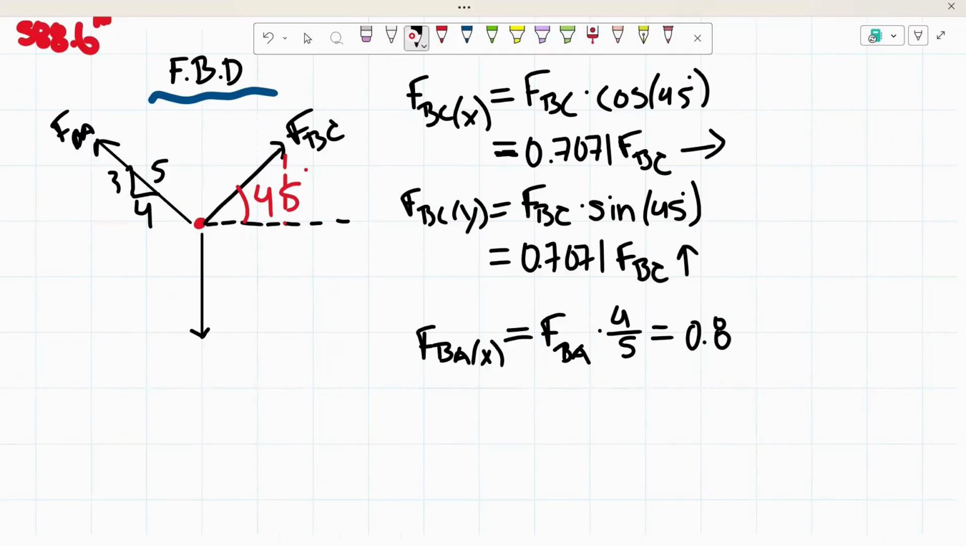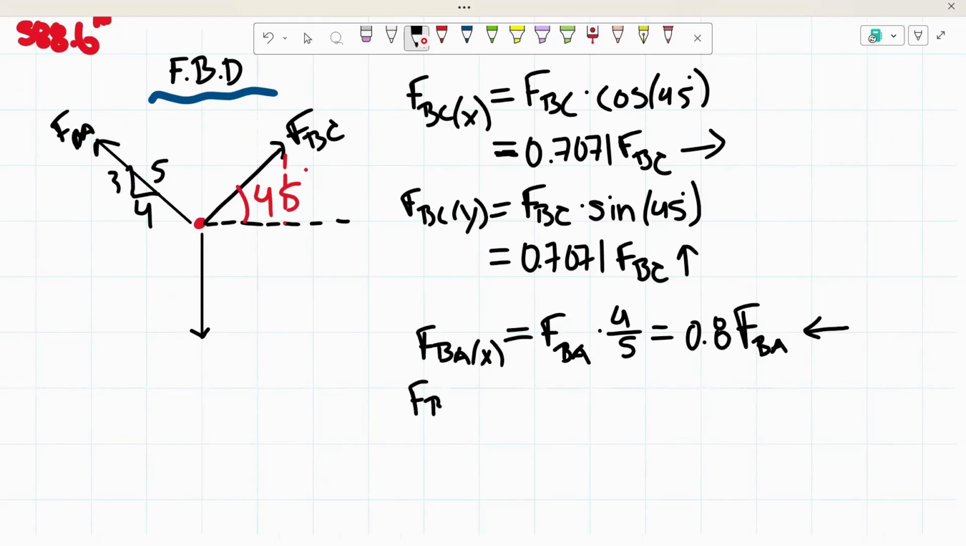So 0.8 times FBA. And again, since this is our horizontal, we are trying to figure out if this force is going to be acting to the right or to the left. And as you can see, this force is going slanted towards the left. So that's 0.8 of force FBA going to the left.